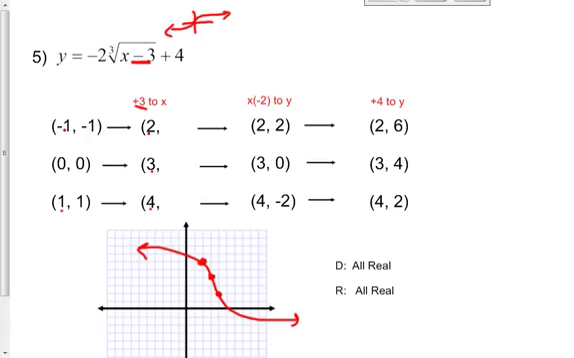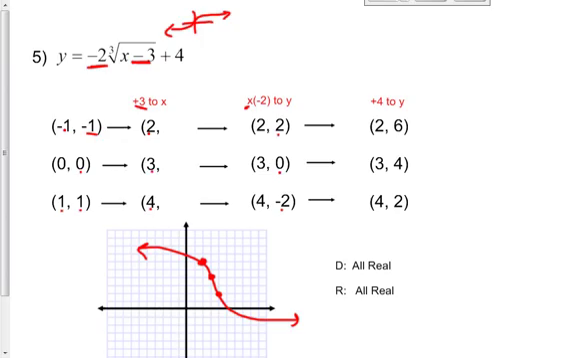Now I move to the y term. I've got a multiplier in the front. I need to take every y term and multiply negative 2 times every y term. Negative 1 times negative 2 is 2. 0 times negative 2 is 0. 1 times negative 2 is negative 2.